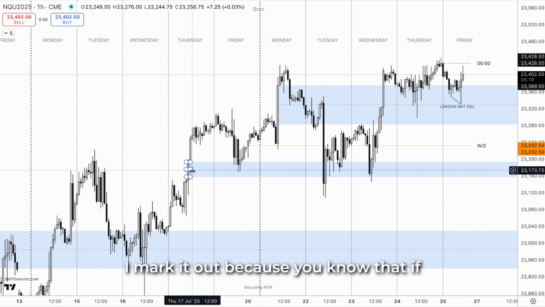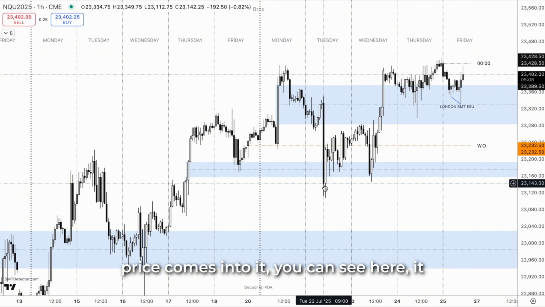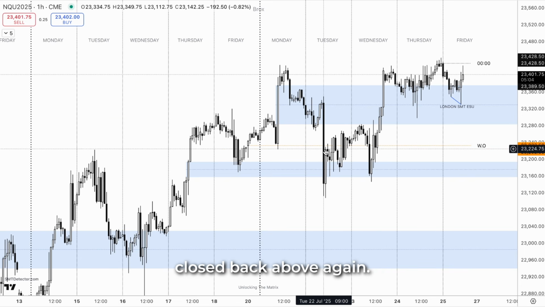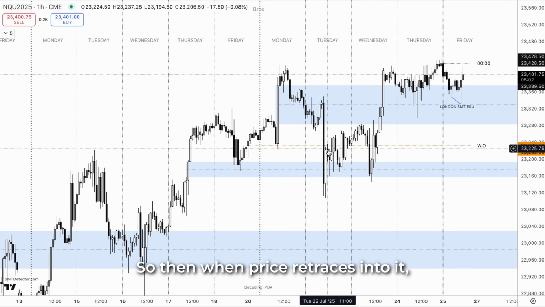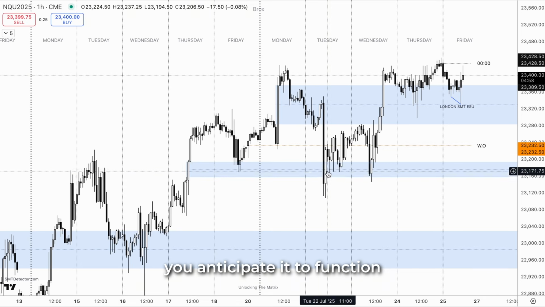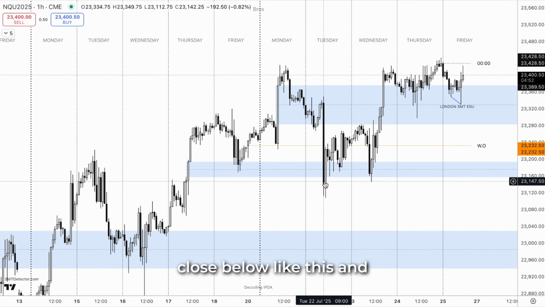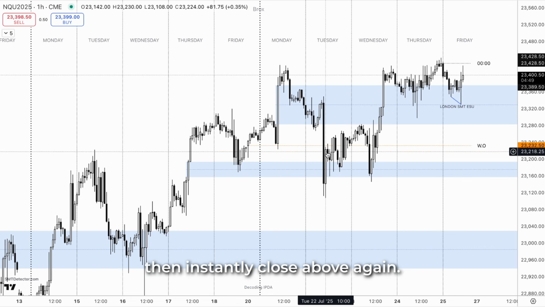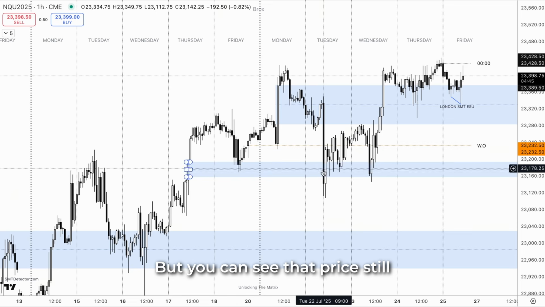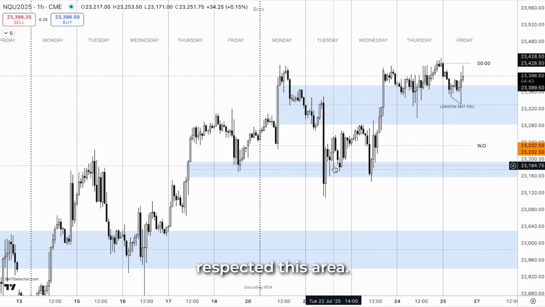I mark it out, because you know that if price comes into it, you can see here, it closed below, but then it closed back above again. So then when price retraces into it, you anticipate it to function as support to go higher. Of course, it's a bit more messy when you close below like this and then instantly close above again, but you can see that price still respected this area.